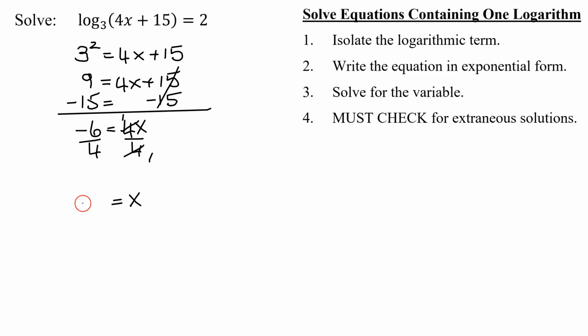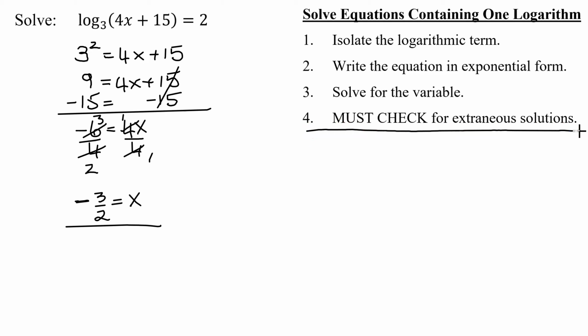How about the left-hand side? I'm going to have a negative number. I think 6 and 4 both reduce by 2. So I'm going to get left with negative 3/2. So I think my solution is negative 3/2. But don't forget, you must check for extraneous solutions.